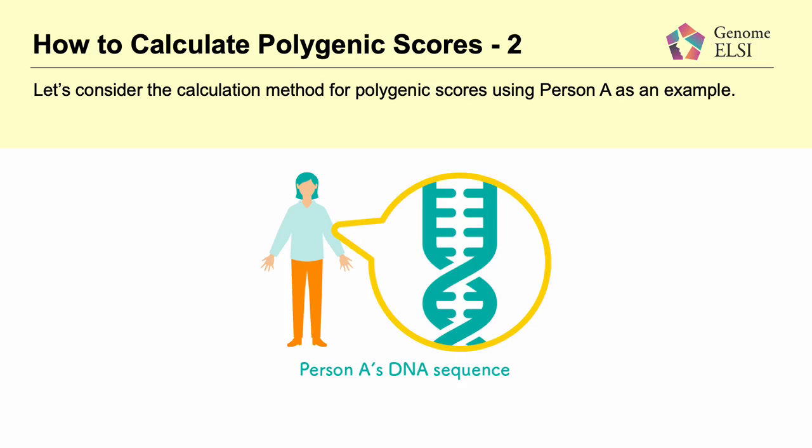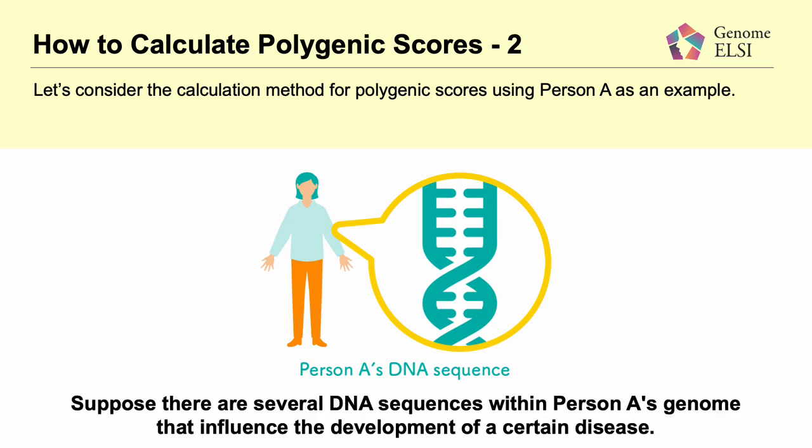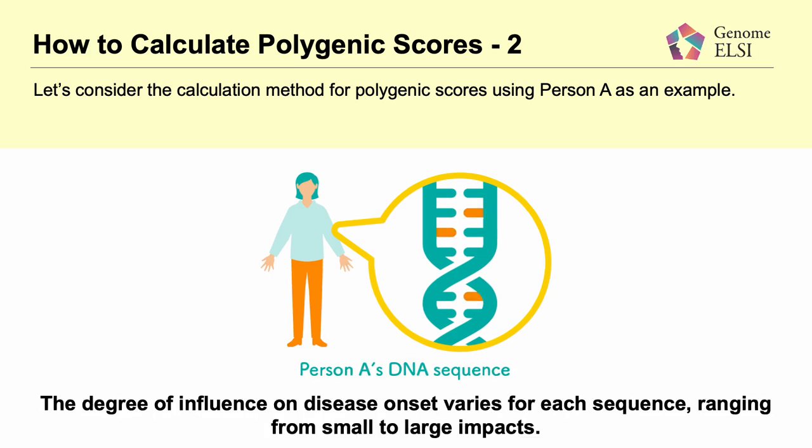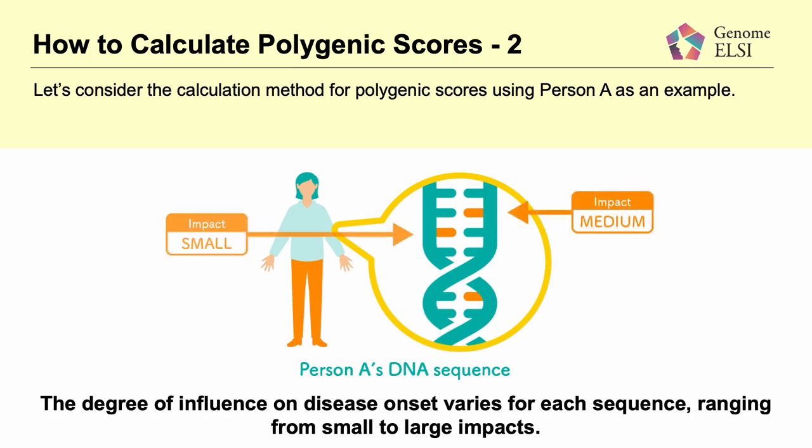Let's consider the calculation method for polygenic scores using person A as an example. Suppose there are several DNA sequences within person A's genome that influence the development of a certain disease. The degree of influence on disease onset varies for each sequence, ranging from small to large impacts.